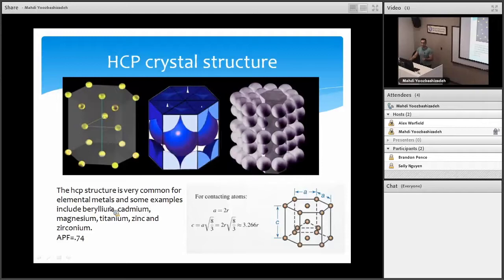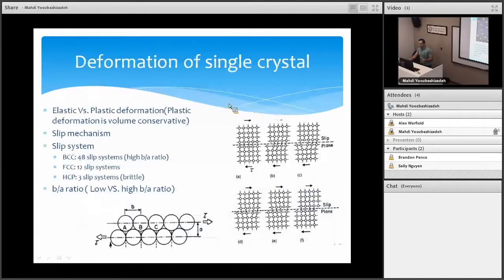Then you have the hexagonal close-packed HCP crystal structure, which is very common for elemental metals such as beryllium, cadmium, magnesium, titanium, zinc, and zirconium. Again, metals that have an HCP crystal structure are very brittle. We have two types of deformation, elastic versus plastic deformation.